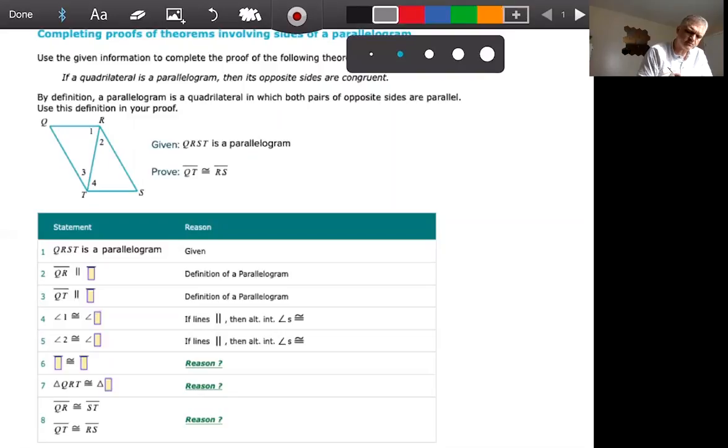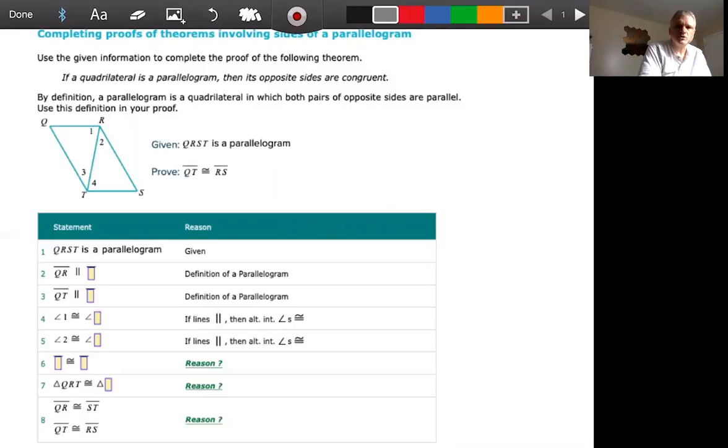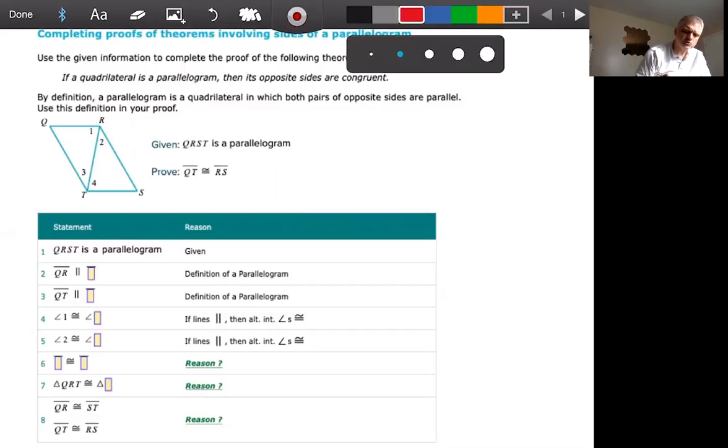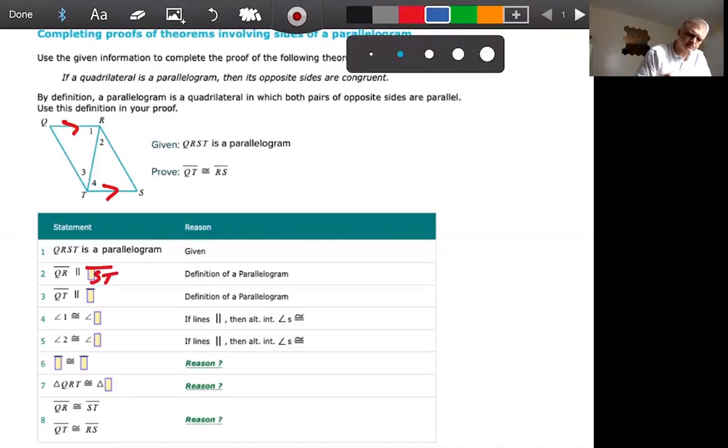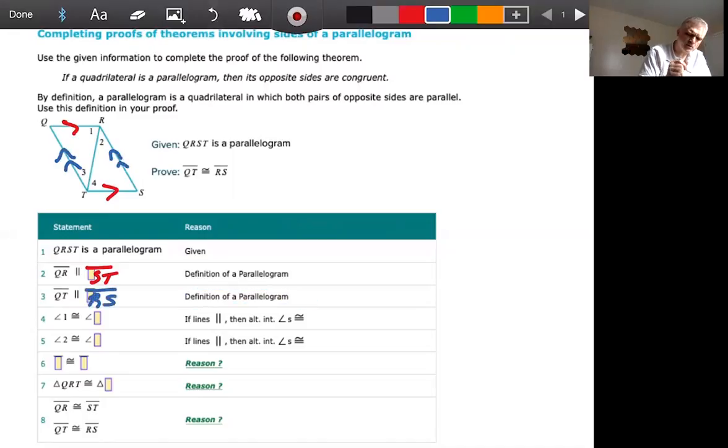Okay, so start right off. The given information is that QRST is a parallelogram. So we know a lot of things about parallelograms. Since it's given that the parallelogram is there, let's use those things. Because of the definition of a parallelogram, which is that two sets of opposite sides are parallel, we can say that QR must be parallel to segment ST. So segment ST is what would go there. And then QT must be parallel to segment RS, because that is the definition of a parallelogram.